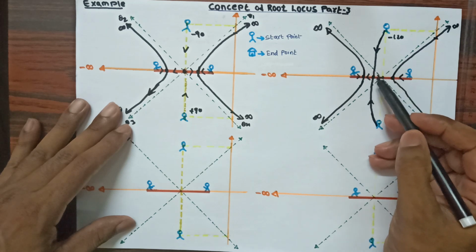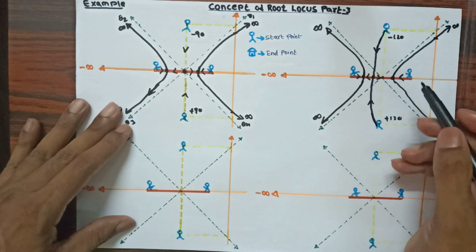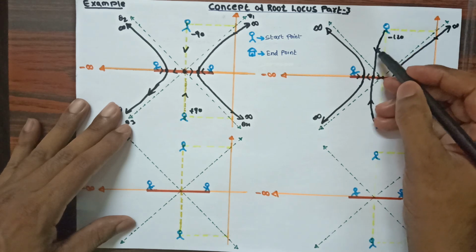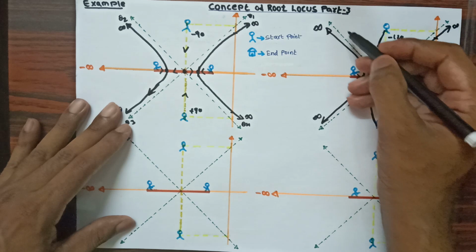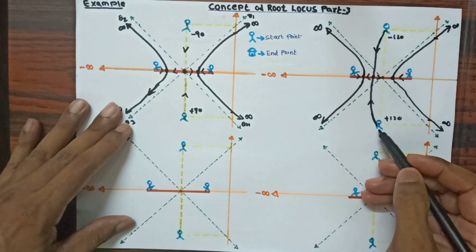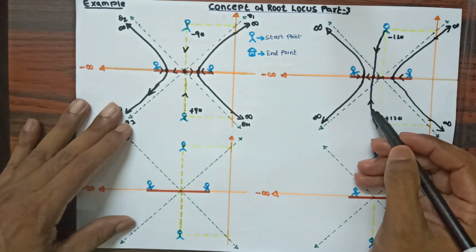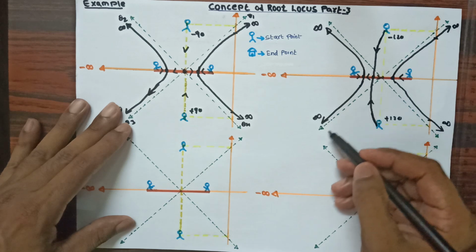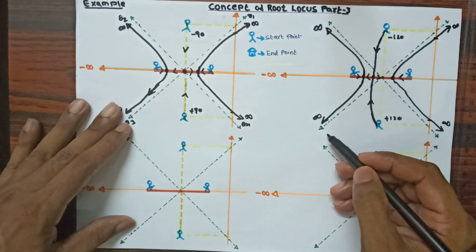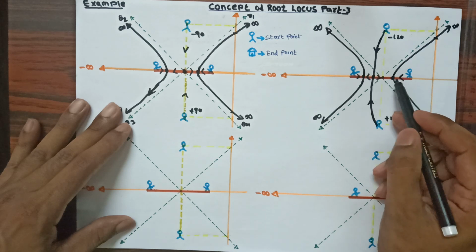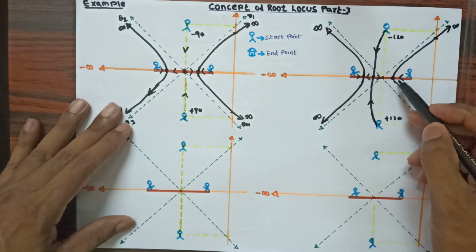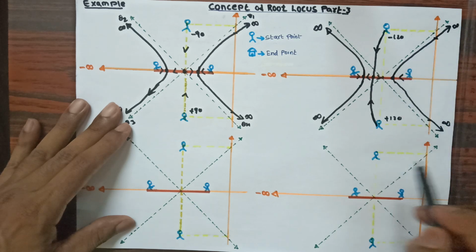If I had not provided this breakaway point, then this person would have come out at 180 degrees and moved at 135 degrees, and this person would have come out at plus 120 degrees and moved at an angle of 225 degrees. Only if I provide one breakaway point would this fellow meet here with this fellow and then come out at this angle.